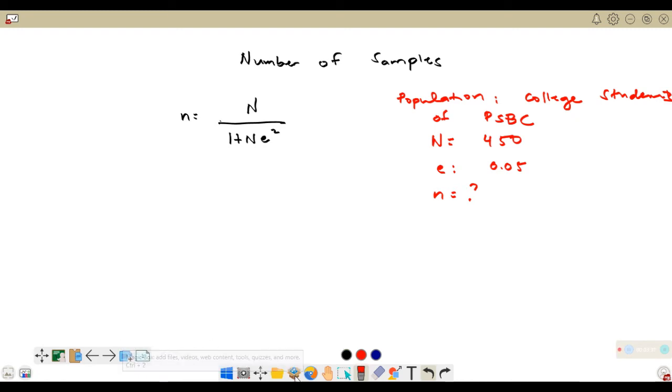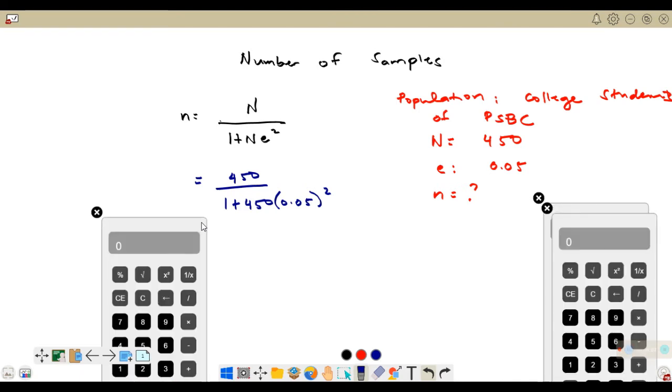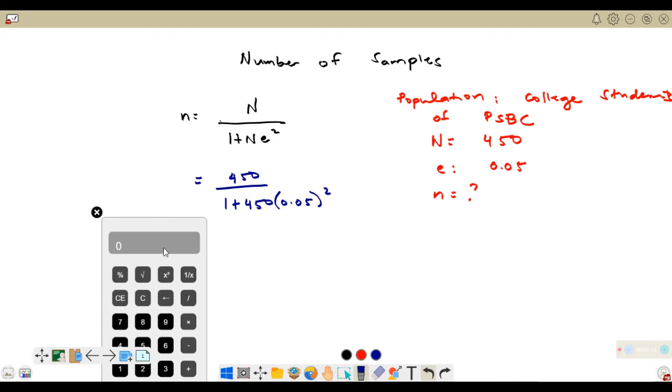Let's prepare here a calculator and compute for the number of respondents that we will include in our study. Let's substitute the values to our equation. We have 450 over 1 plus 450 times 0.05 raised to the power of 2. So, using your calculator, so please get your calculator and input the values.